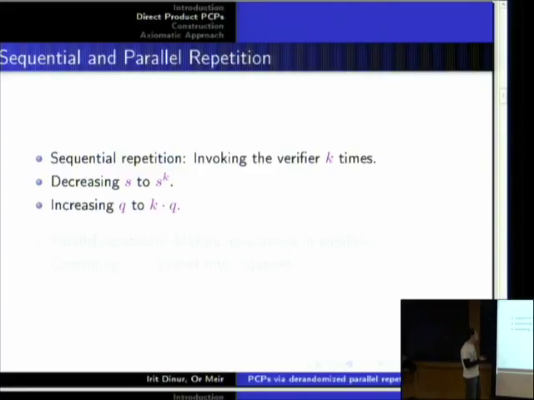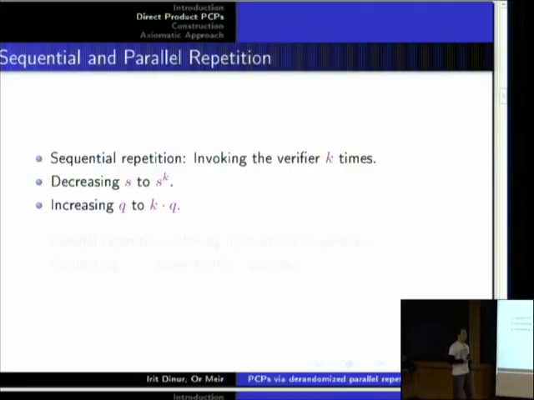And it is easy to show that the soundness decreases from s to s to the k because the invocations are independent and each has the probability of at most s to accept a false claim. But it also increases the query complexity from q to k times q. And this is bad for two reasons.